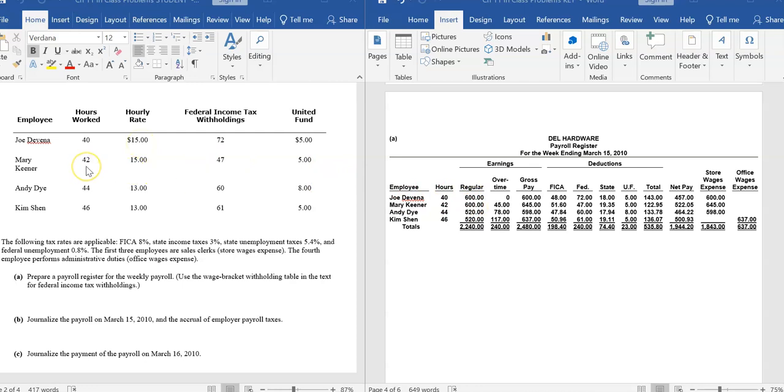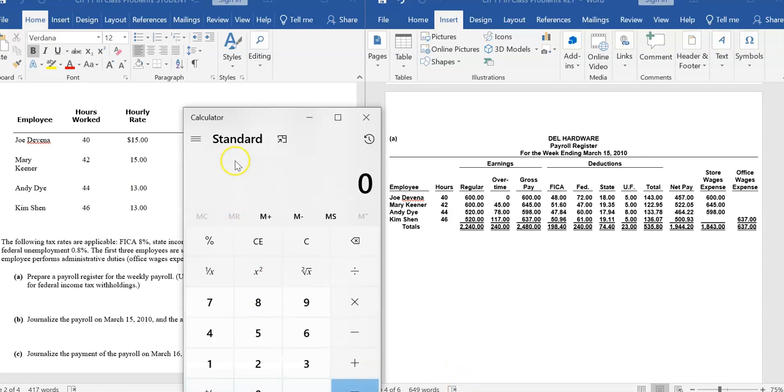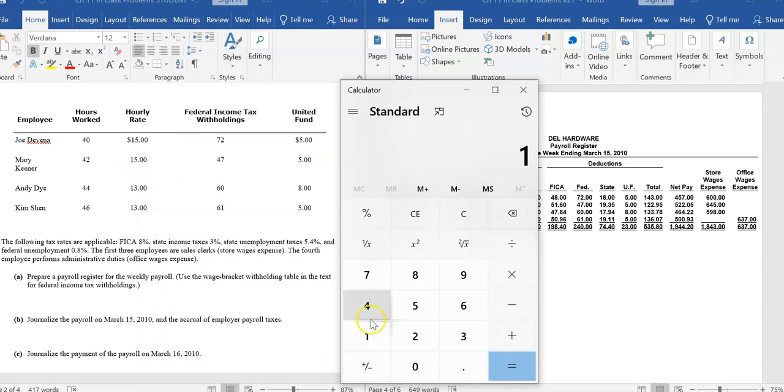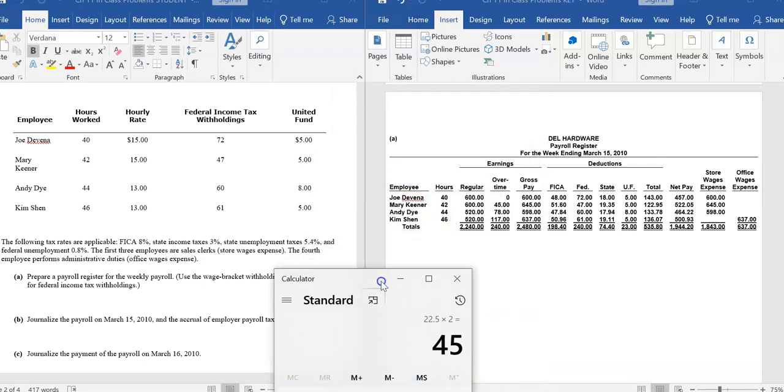In addition to that, Mary worked an additional 2 hours over the 40 hours, so she will get time and a half for her overtime. Multiplying that out, her regular rate is 15 times 1.5. She will be paid $22.50 for her overtime hours. She worked 2 overtime hours, so $45 will be her overtime pay.